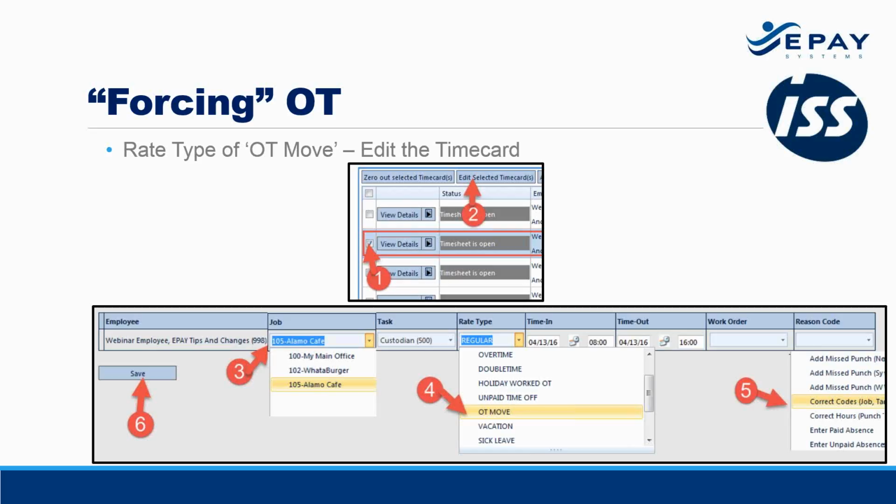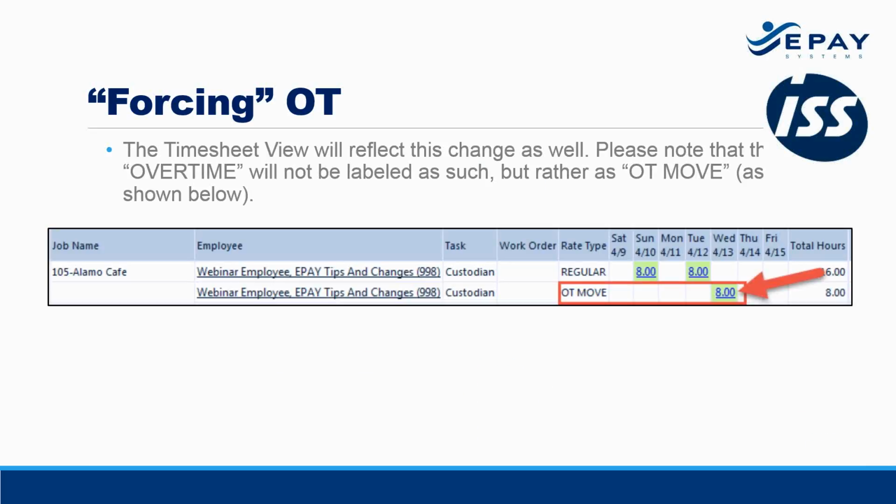As I've mentioned, stay away from forcing overtime unless you're absolutely sure that the time that is due to the employee should be paid at time and a half. Now, OT move responds a little differently in that it will not show up as overtime. It'll show up as simply OT move. So when you go to the actual timesheet view, you'll see it labeled as OT move. Just like this on the screen, you see your 8 hours there for OT move.